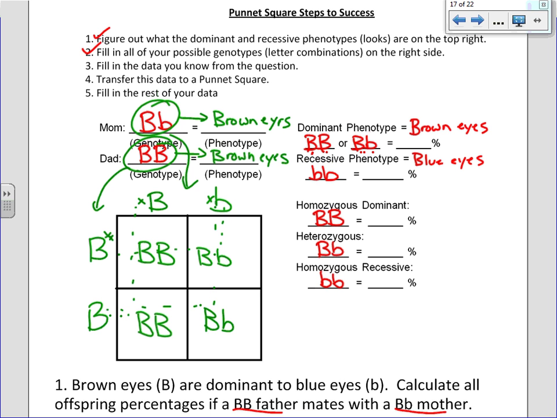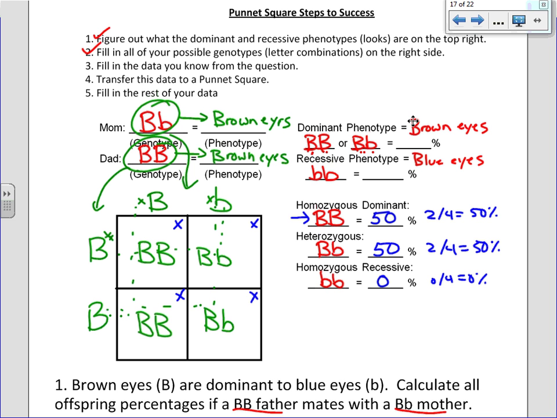We now turn this into the percentages on the other side. All right, so in this case, what percentage are homozygous dominant? There's 1, 2 out of 4. 2 out of 4 equals 50%. So there's a 50% chance that the kids will be homozygous dominant. What percentage of them will be heterozygous? There's one here and one here. That's, again, 2 out of 4, which gives us 50%. What percentage will be homozygous recessive? Well, there's no squares that are little b, little b, so 0 out of 4 equals 0%.